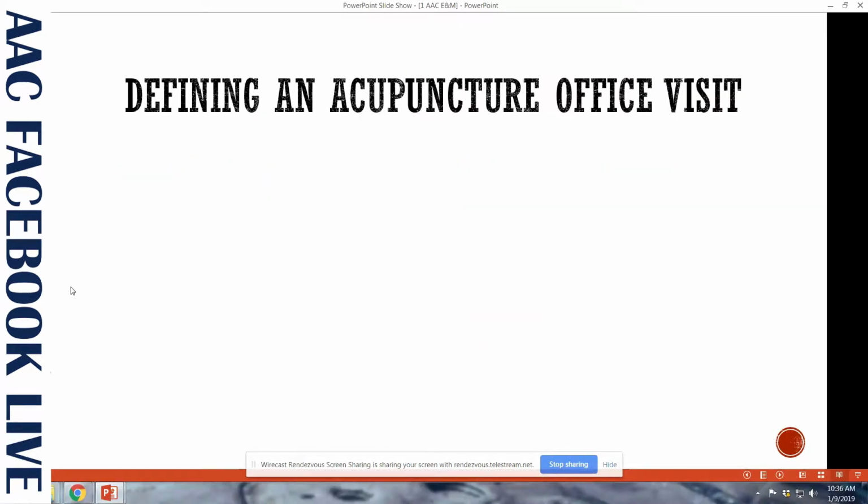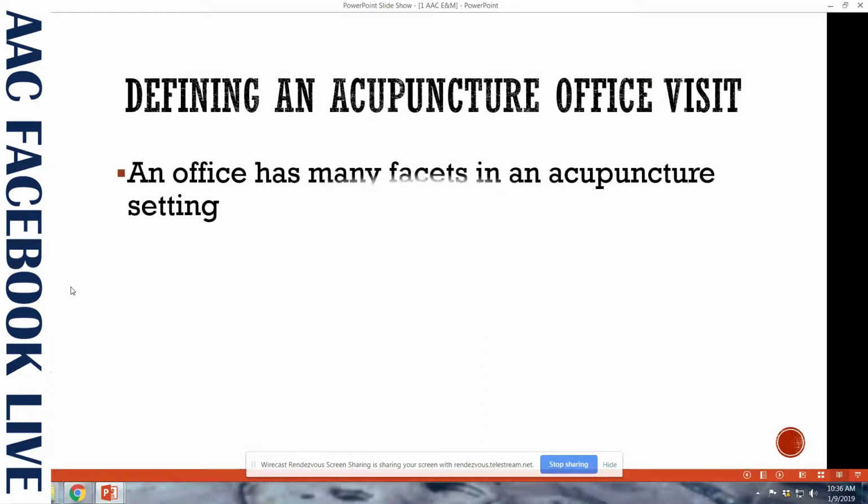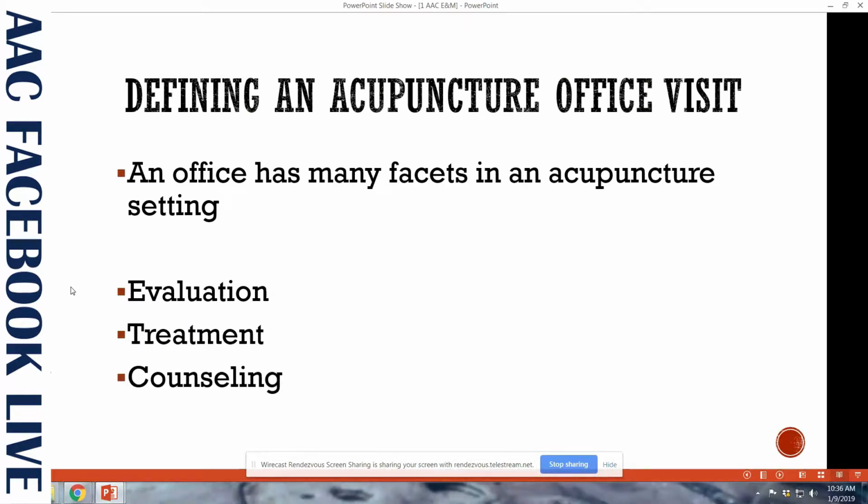Now, how do we define an acupuncture visit? Because often you'll hear people say, well, I want to use an office visit code. And they think of the E&M codes as an office visit. And I want to kind of end that because an office visit is more than just evaluating a patient. An office visit can have many facets in an acupuncture setting. It can include the evaluation of your patient, meaning the pre-service, how are you feeling today, the exam, the actual treatment, as well as any counseling that would be post-visit.